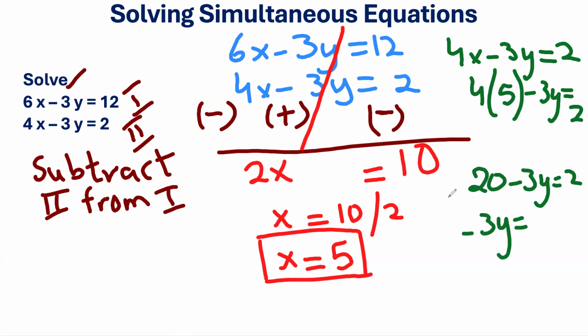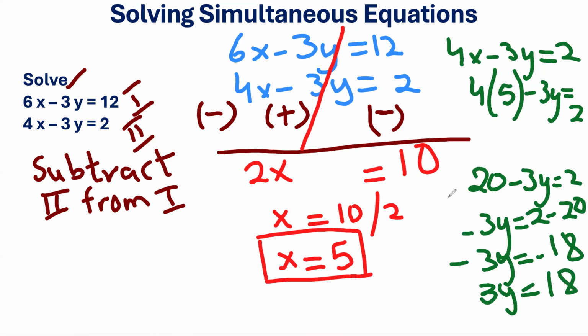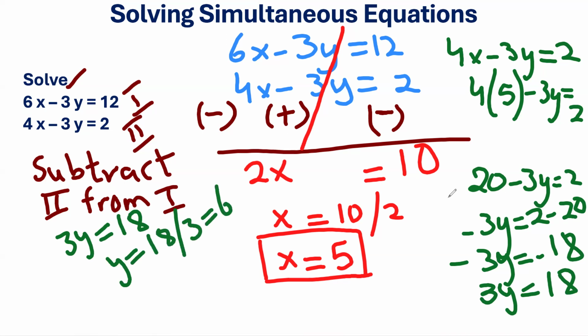Now 20 will come on this side. It will become 2 minus 20. What is 2 minus 20? Minus 18. Minus is there on both the sides. You can cancel minus. And you got 3y equals 18. What is y? Can you find y? 18 divided by 3. What is 18 divided by 3? It is 6. So in this way, you have found y. Y is equal to 6.